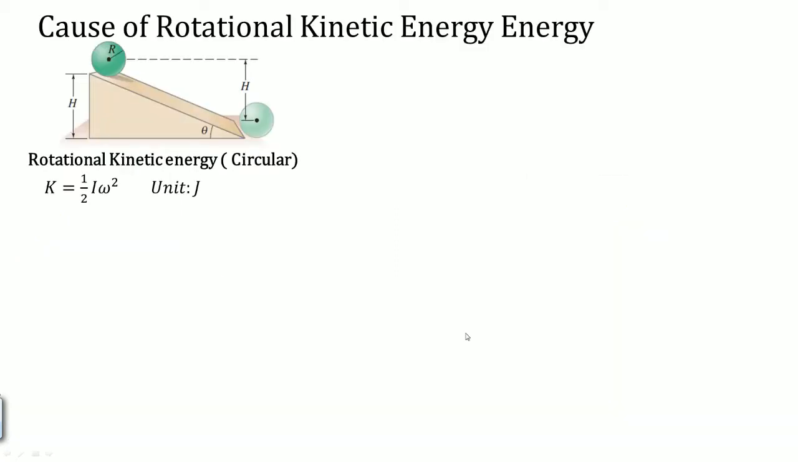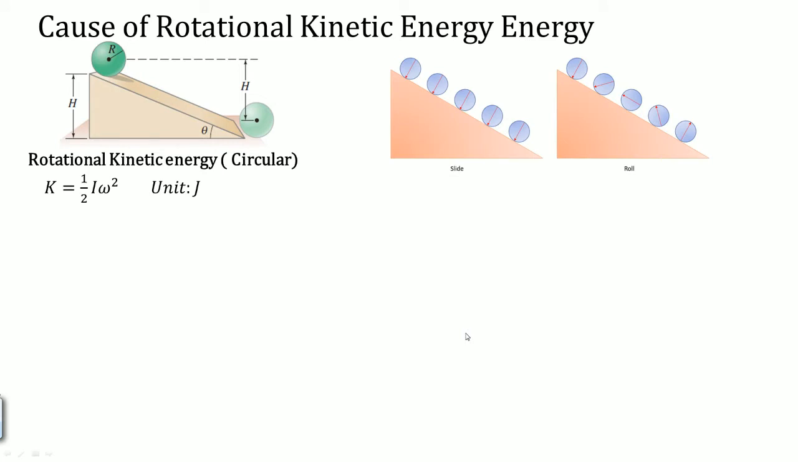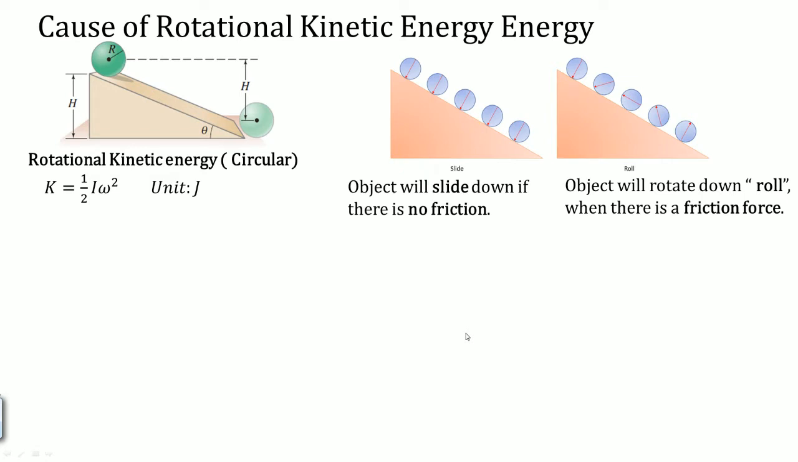Let's look at the cause of the rotational kinetic energy. We saw the equation was K is equal to 1/2 rotational inertia omega squared. Let's take a look at these two examples. When the ball goes down a ramp, two things can happen. It can either slide, which is on the left-hand side, or roll, which is on the right-hand side. You can tell by looking at the arrows. On the left-hand side, the object will slide down if there is no friction. On the right-hand side, the object will rotate or roll when there is a friction force.